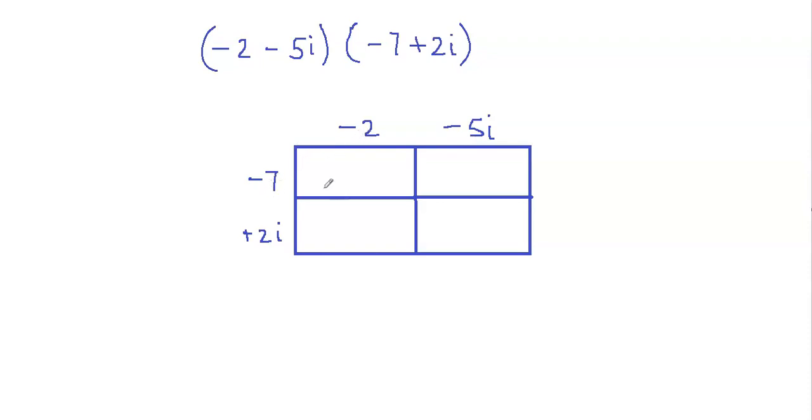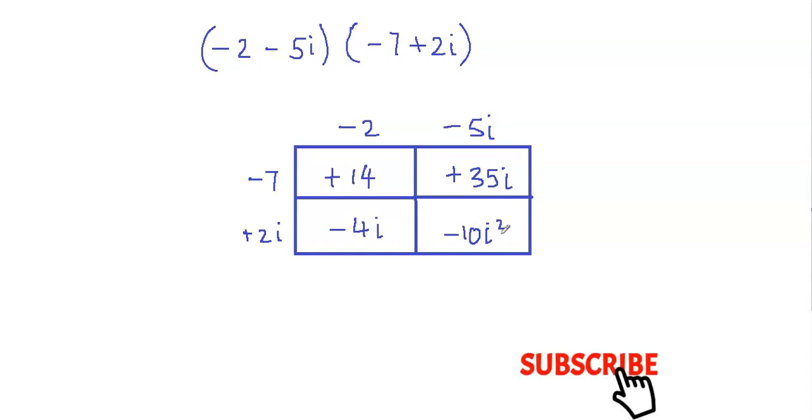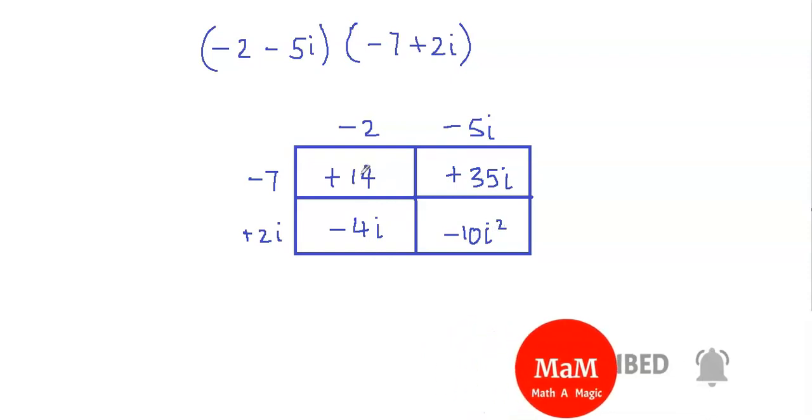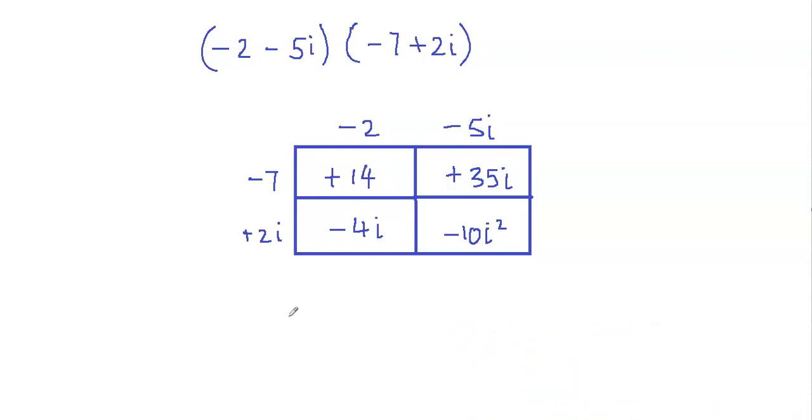So let's start with the first row. -7 times -2 will give me a +14. -7 times -5i will give me a +35i. Then +2i times -2 will give me a -4i. And then +2i times -5i will give me a -10i squared, because i times i will give me i squared. Now we're done multiplying. Now we'll write the sum of all the terms.